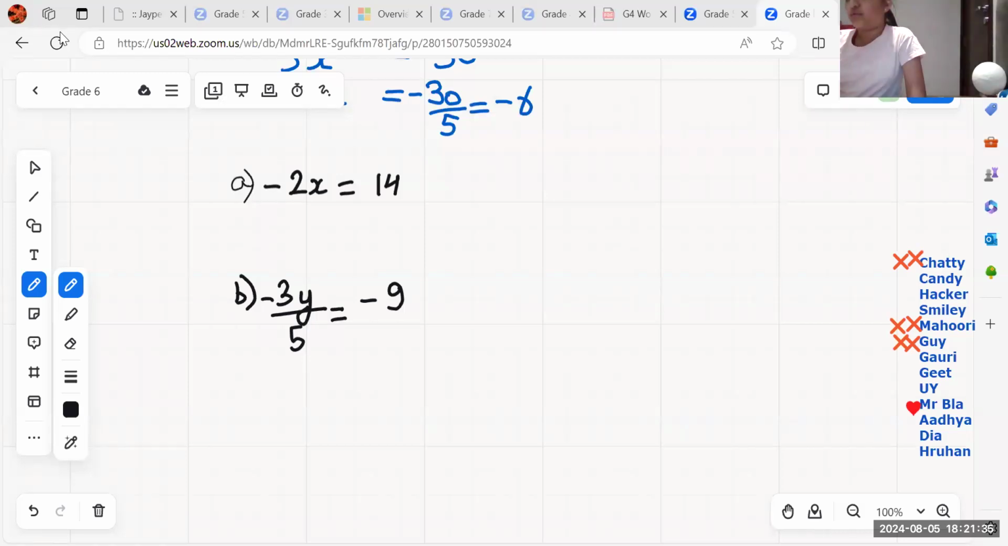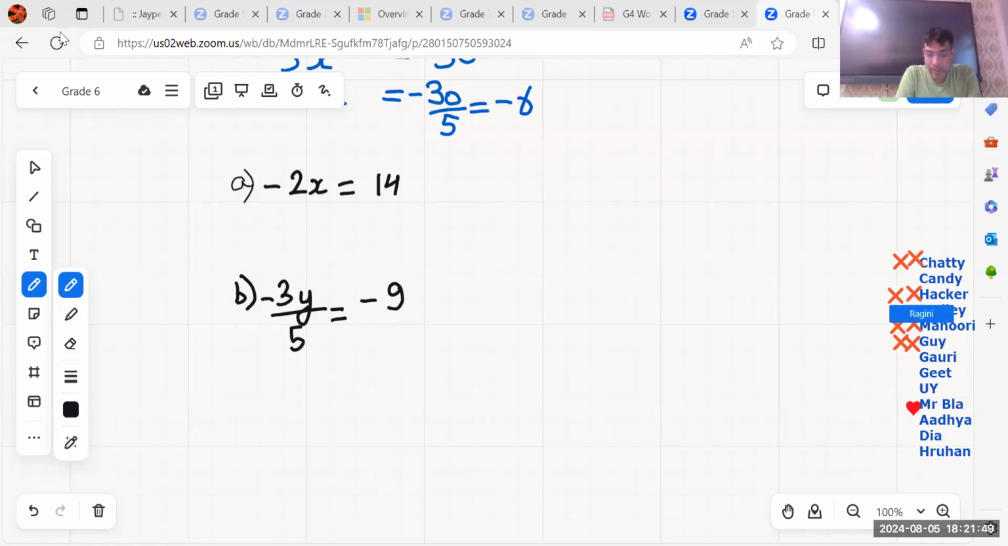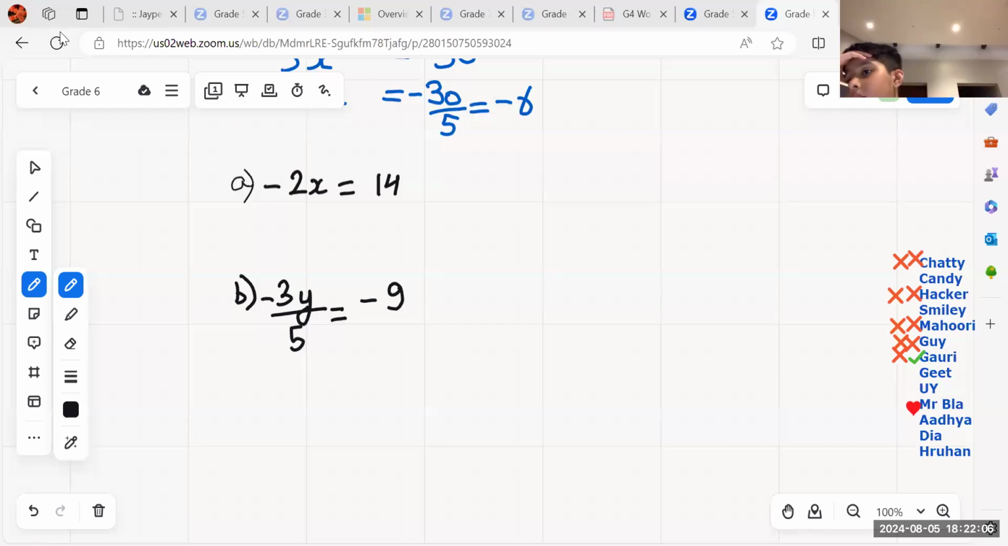Sir, I have a doubt. Yes. Sir, in the first question, we have to divide 14 upon -2. So how do we divide them? If the number of negative signs is even, then the answer is positive. If the number of negative signs is odd, the answer is negative. Please check my answer. Hacker, your answers are not correct and you need to send them to ma'am. Yes, sir.